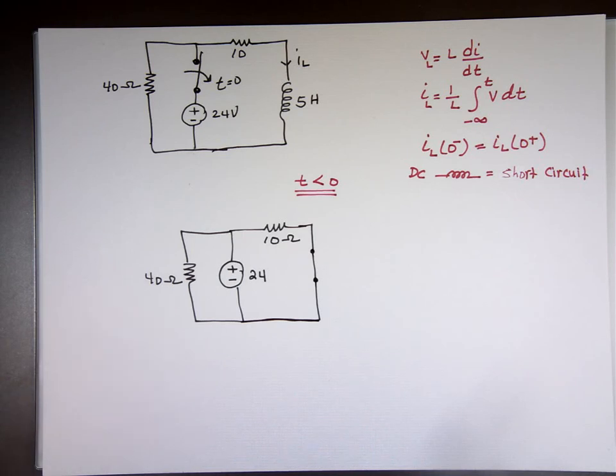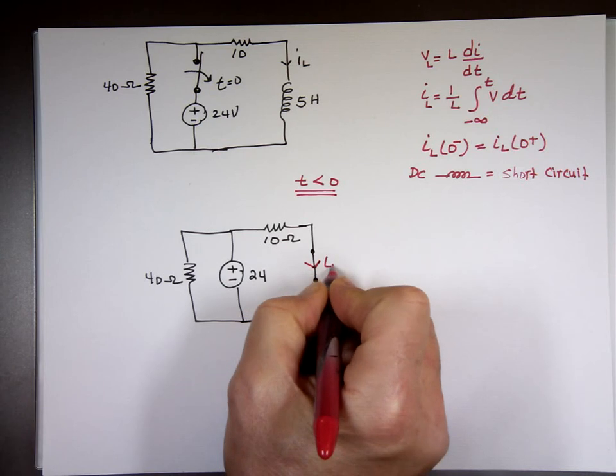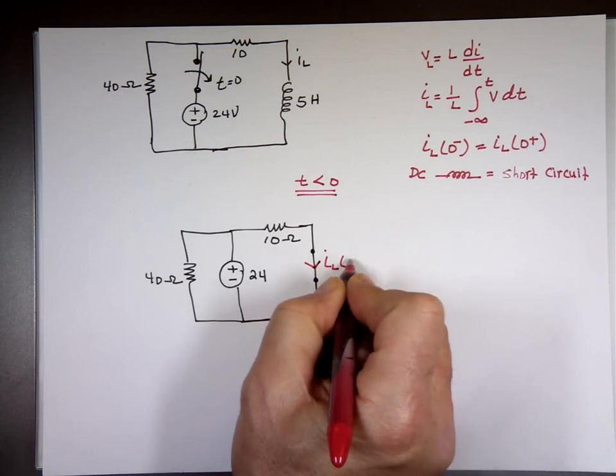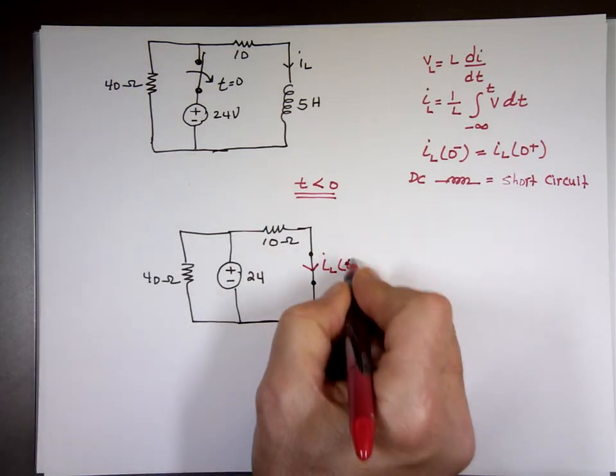And that should allow me to look at the circuit and calculate this current going through the inductor when t is less than 0. Just say I as a function of time for t less than 0.